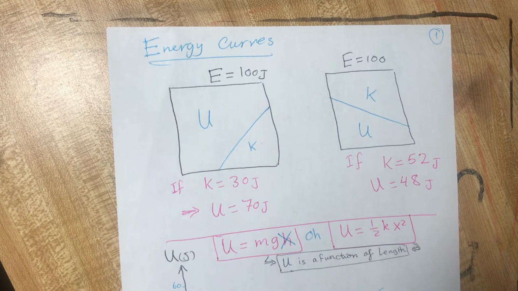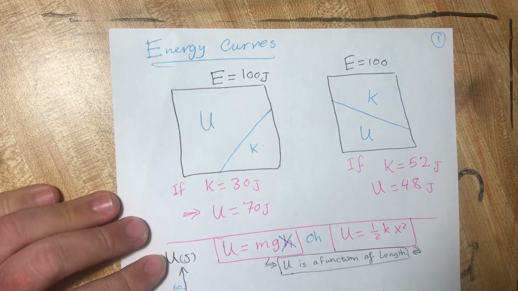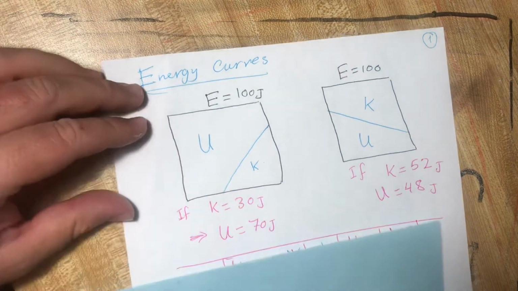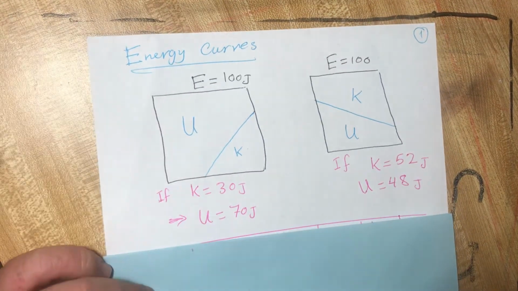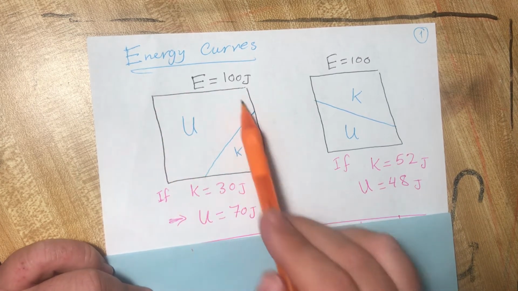Okay guys, now we have the last section in this chapter, which is potential energy curves. It is a simple idea. Assume that we have total mechanical energy, for example, 100 joules. This is the total mechanical energy.